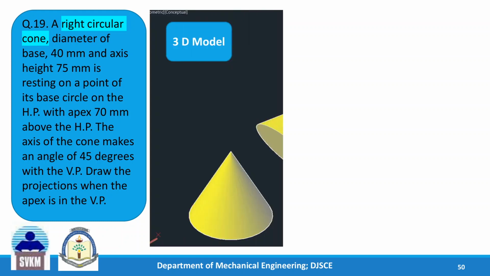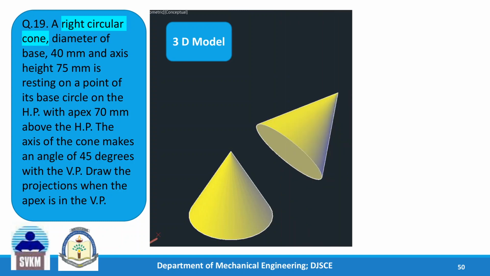So first step, we have kept the cone on HP. Second step, we have tilted it so that the apex is at 70 mm height. So we have tilted it on one of the points on the rim. So it is tilted on this point, and this apex distance from horizontal reference plane is 70 mm. So that is done in the second step.